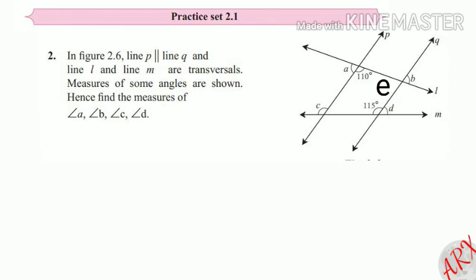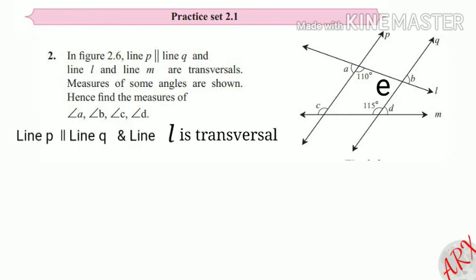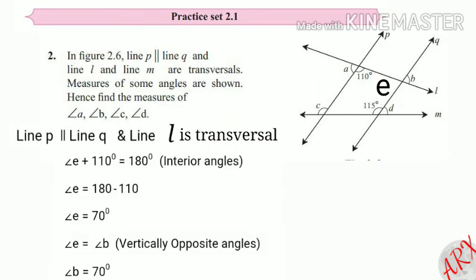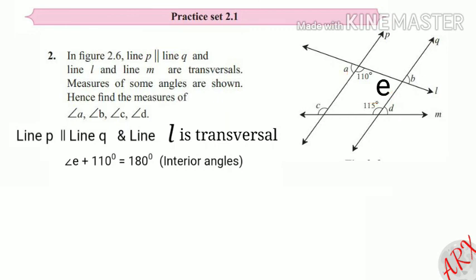Now we will take one extra angle, angle E, as you can see in the figure. So if we observe, line P and line Q are parallel and line L is their transversal. Then 110 and angle E are interior angles. Hence their sum will be 180. So angle E plus 110 equal to 180 degrees. Now shift 110 towards the right hand side. Hence angle E equal to 180 minus 110. Hence angle E equal to 70 degrees.